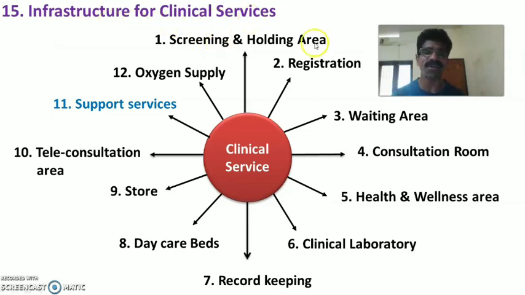First one is screening and holding area. Second one is registration area. Third one is waiting area. Fourth one is consultation room. Fifth one is health and wellness area. Sixth one is clinical laboratory. Seventh one is record keeping. Eighth one is daycare beds. Ninth one is store. 10th one is teleconsultation area. And 11th is support services. And the last one, the 12th, is oxygen supply.